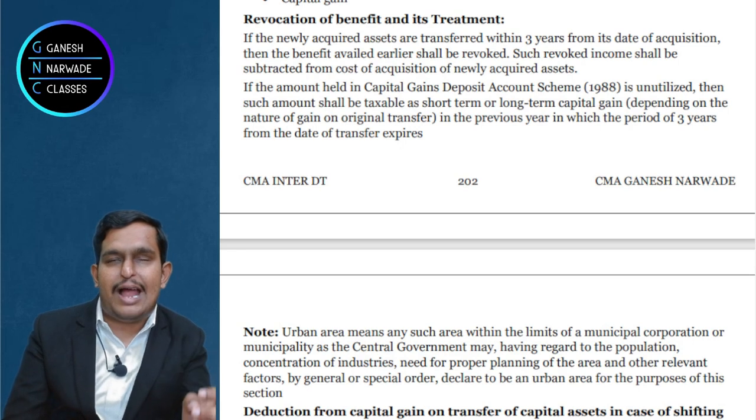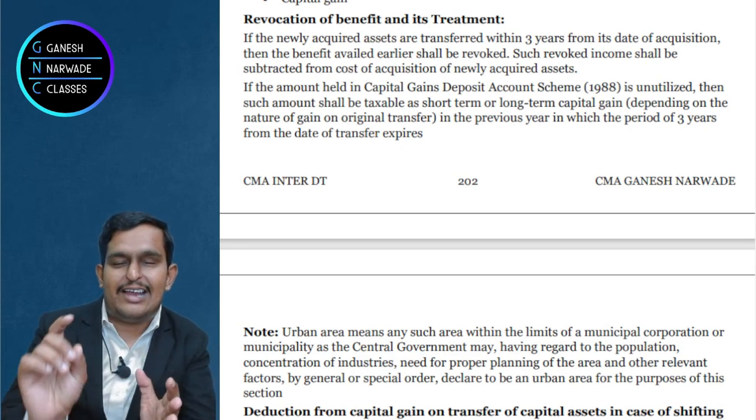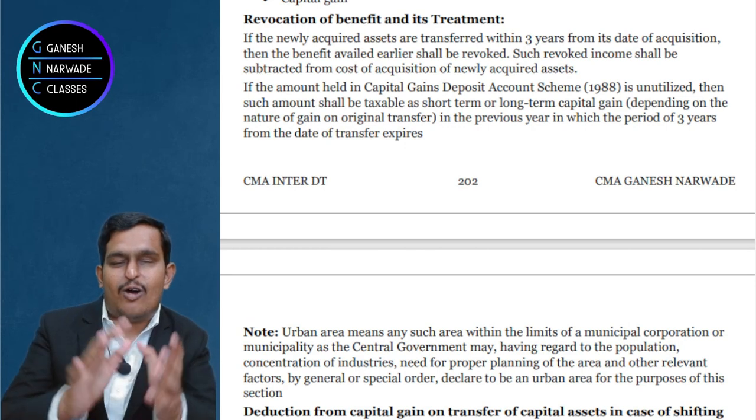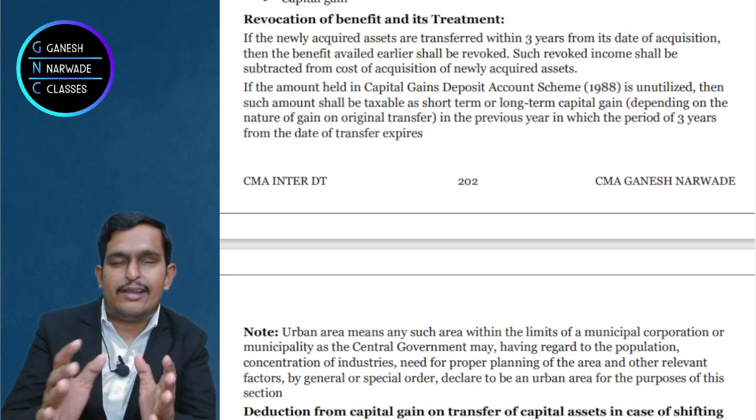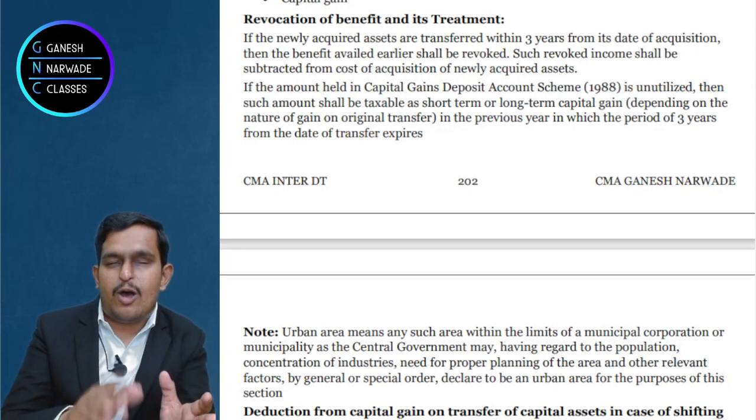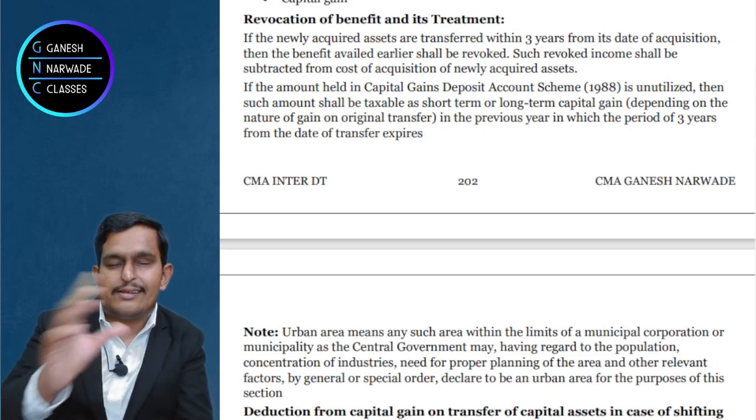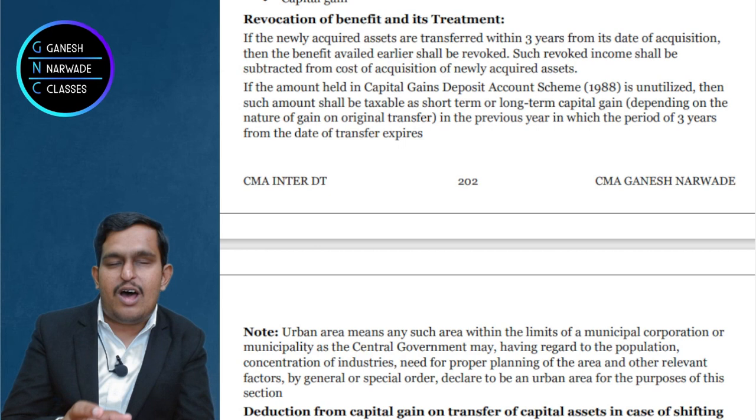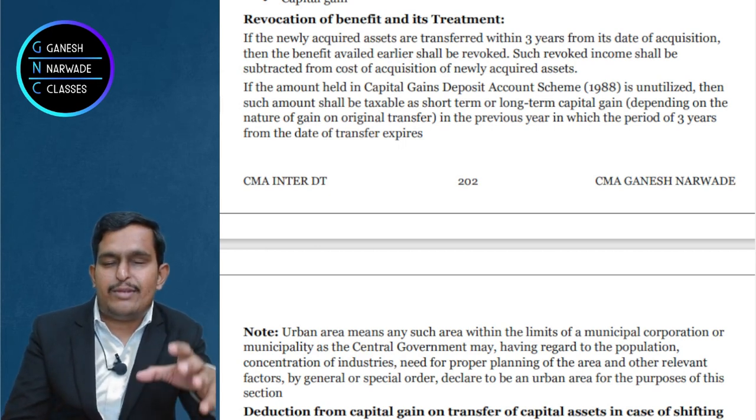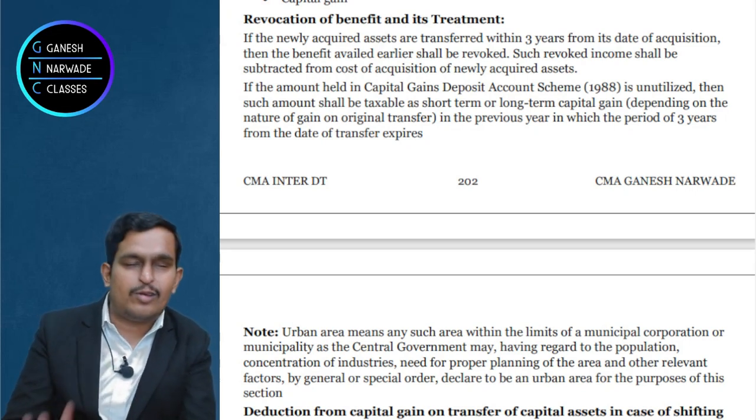What you are transferring? Plant, machinery, land, building, rights in plant, machinery, rights in land and building, right? And all these were used for business or industrial undertaking. Now, what you are buying within 1 year before or 3 years after, you should buy what? Again, plant and machinery or land and building, or construct the building, or you incur certain expenditure approved by government, or bring the plant and machinery from urban area to rural area, then you will get the deduction for sure.